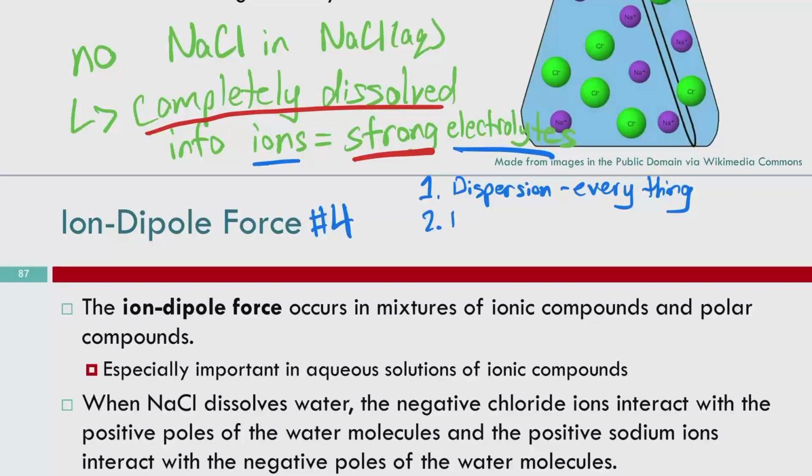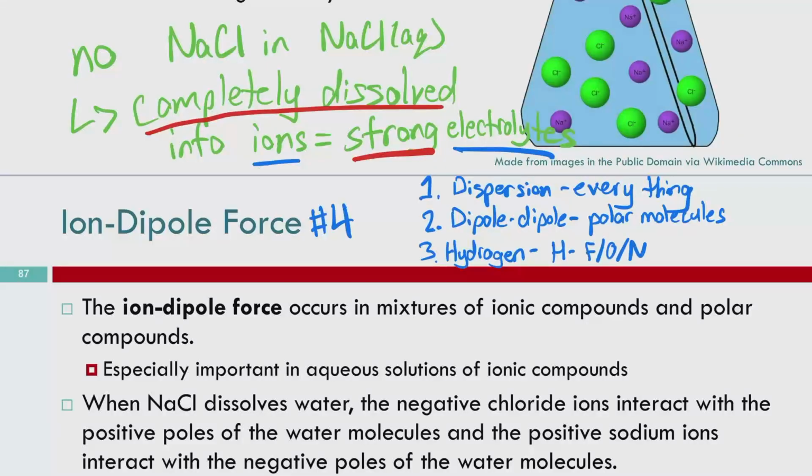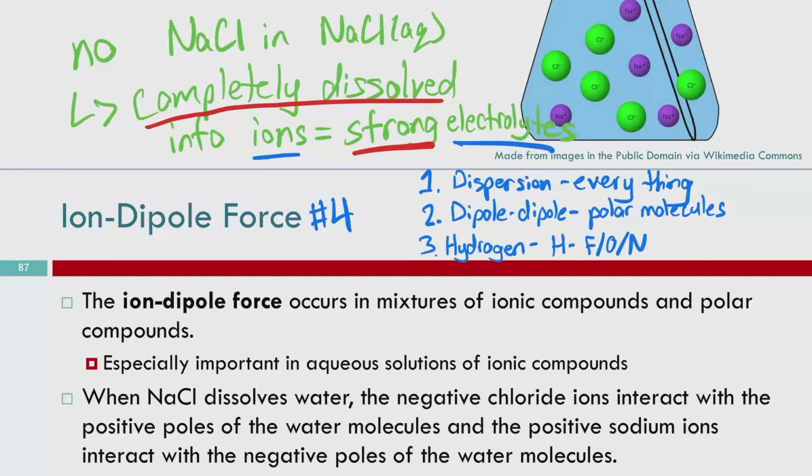We also had dipole-dipole forces. Dipole-dipole force was between the dipole of one molecule and the dipole of another molecule. And polar molecules have dipoles. So polar molecules can have dipole-dipole forces. We also had hydrogen bonding, which was like our super dipole-dipole force. Things that have hydrogen directly bonded to fluorine, oxygen, or nitrogen can do hydrogen bonding. It's that intermolecular force like between the base pairs in DNA.